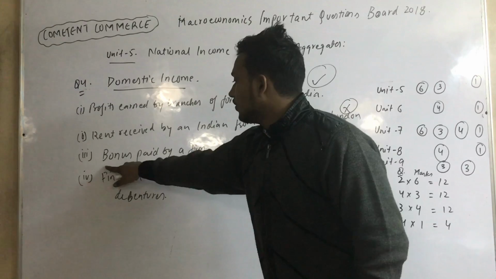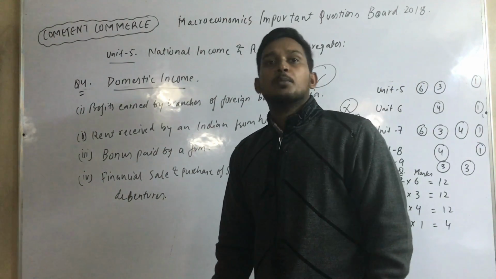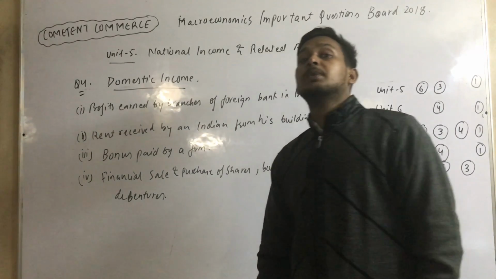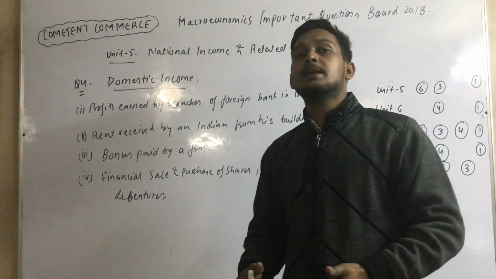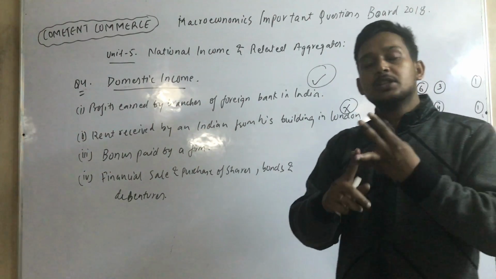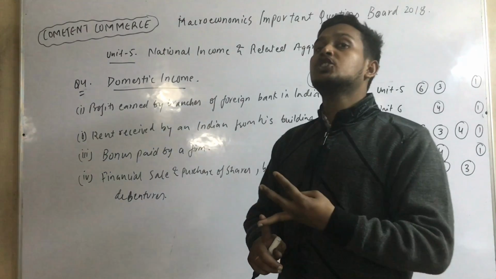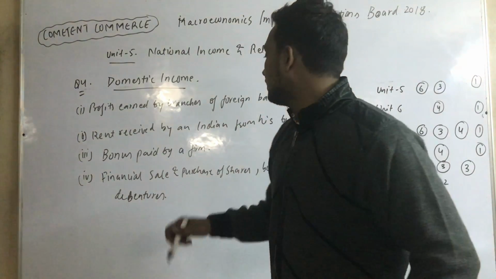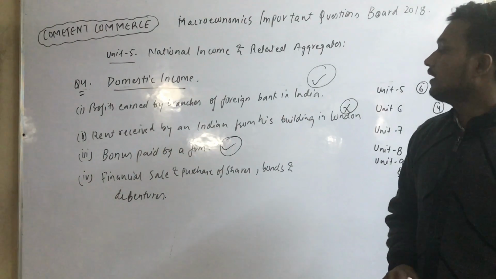Now, the third one is bonus paid by a firm. Will it be included? Yes, bonus is a part of compensation of employees and compensation of employees is a component of the income method. While calculating by income method, we add three things: compensation of employees, operating surplus and mixed income. Thus, compensation of employees is a part of the income method, that is domestic income. Therefore, it will be included in calculating domestic income.